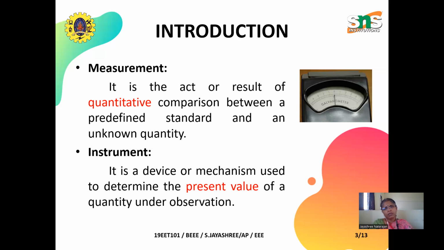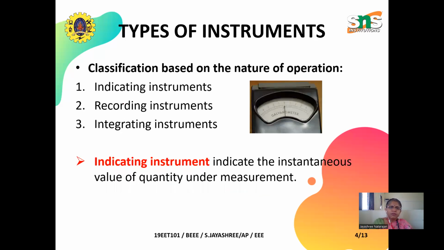That is measurement. Then what is an instrument? The device used for measurement, we call it an instrument. It's a device or mechanism used to determine the present value of a quantity under observation. For example, to measure weight we use a weighing scale. That is an instrument. To measure temperature, we use a thermometer. That is an instrument. So an instrument is a device used to measure the unknown quantity.